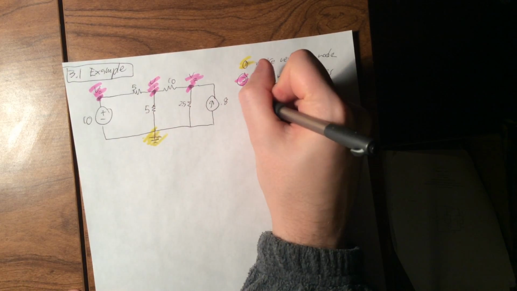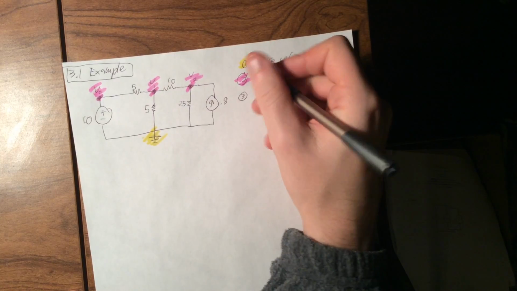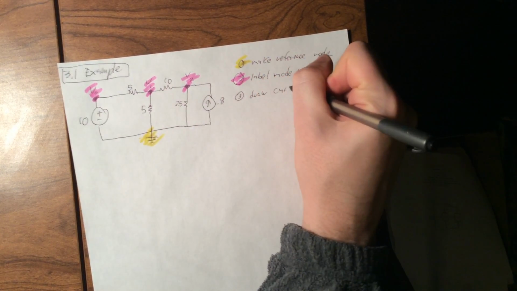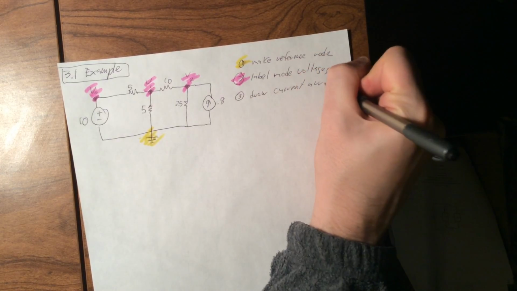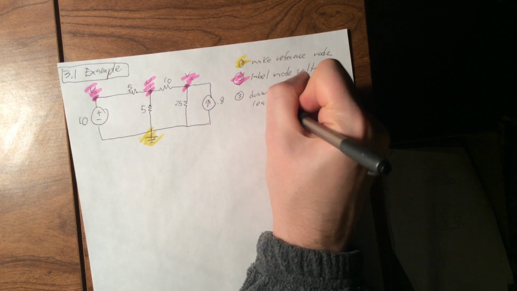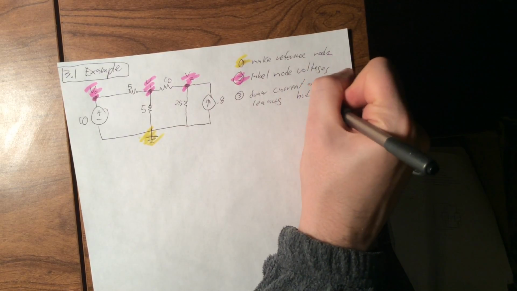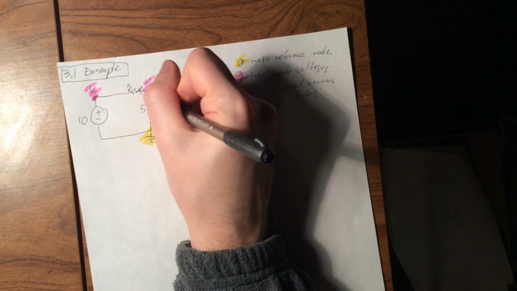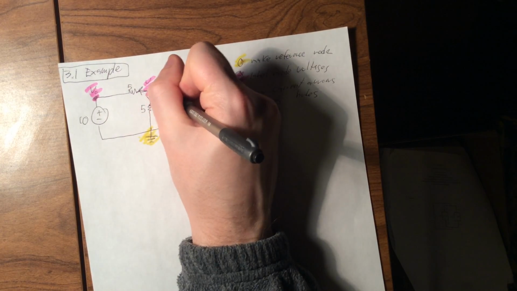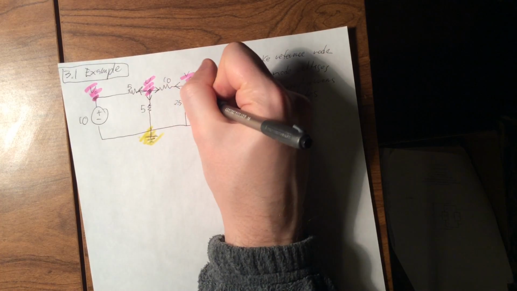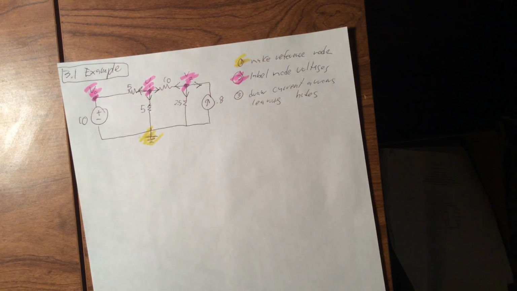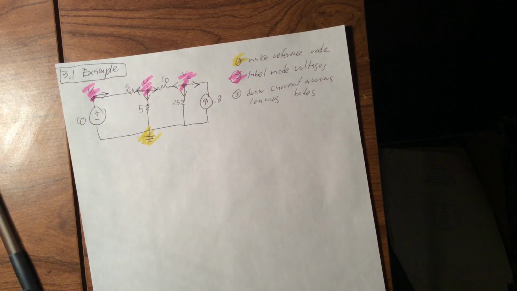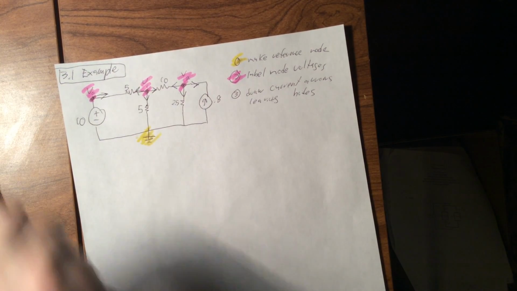Now we're going to do 3, draw current arrows leaving nodes. So I'm going to draw my current arrow coming out. I'm going to draw one coming out, one coming out, one coming out, and one more. That looks pretty good, and we know this one coming out is going to go that direction. So let's make that a different color just so you can see it. And let's call these something.